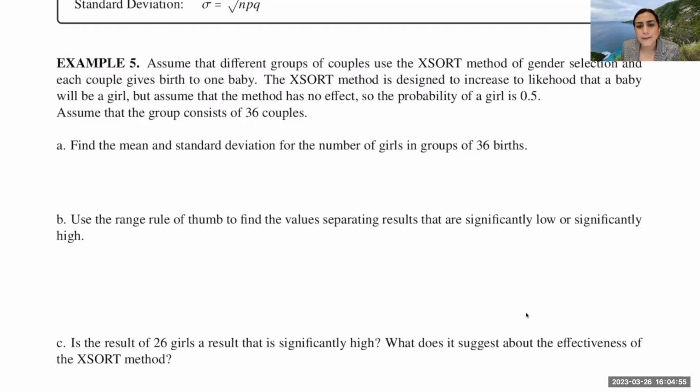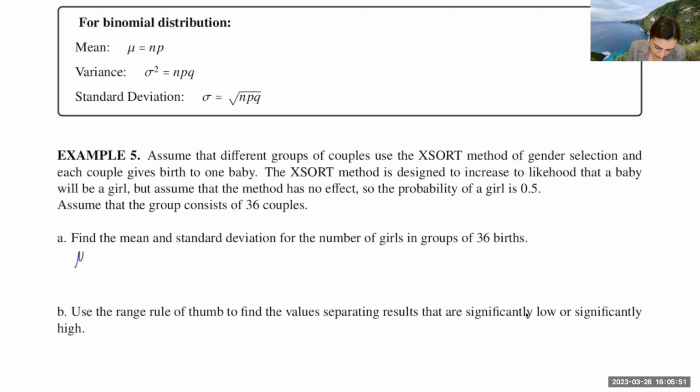The XOR method is designed to increase the likelihood that a baby will be a girl, but assume that the method has no effect, so the probability of a girl is 0.5. And assume that the group consists of 36 couples. So it's asking us to find the mean and the standard deviation for the number of girls in groups of 36 births. All right, well, let's see. Mu is equal to n times p.